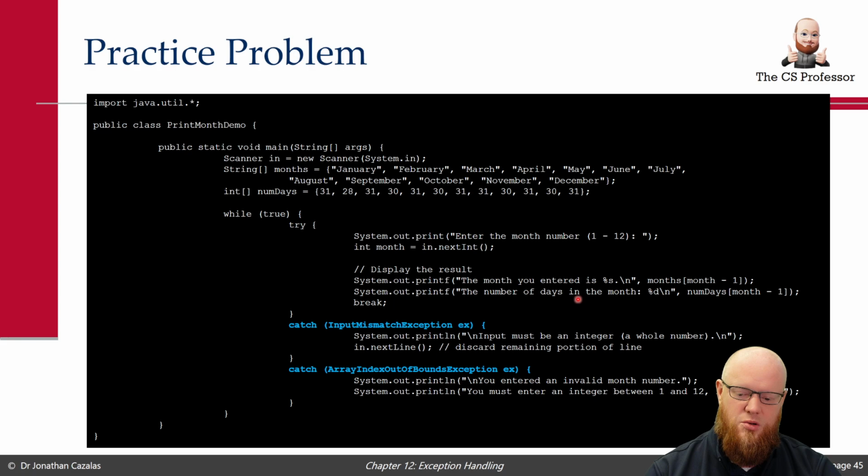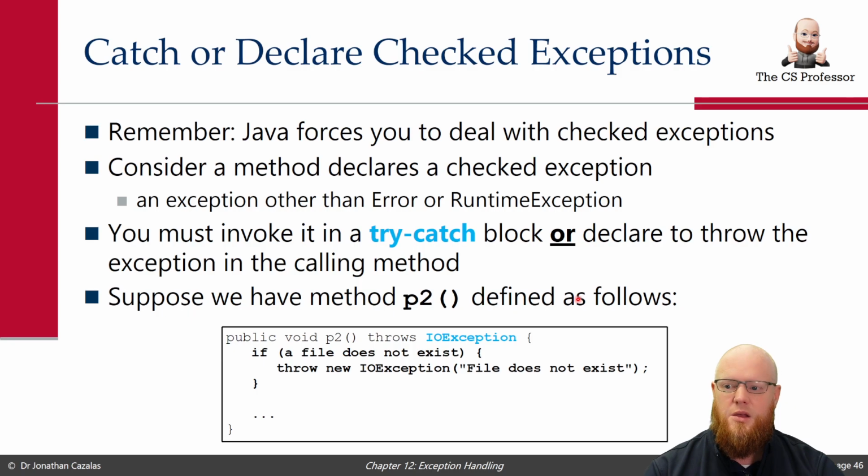Here is a solution. You can pause the video and see perhaps a slightly different solution here. So catch or declare checked exceptions is a question. Java forces us to deal with checked exceptions. Consider a method that declares a checked exception, such as an IO exception, something other than error or runtime. You must invoke this method in a try-catch block, or you must declare that you're going to throw the exception in the calling method. So that may not have made sense. The example will make sense.